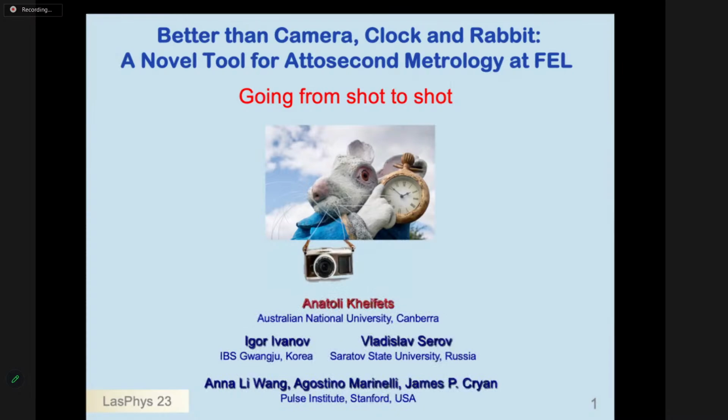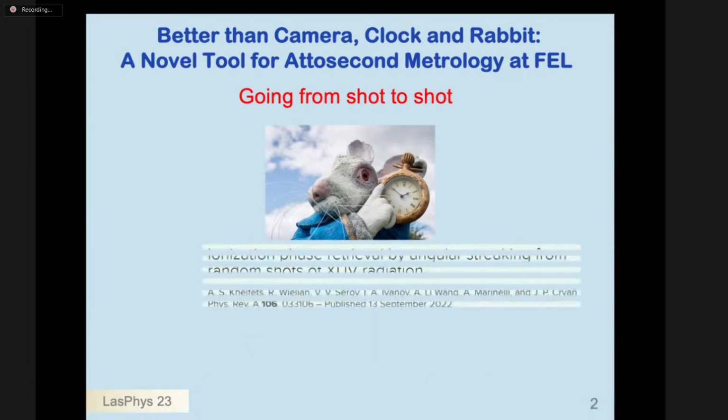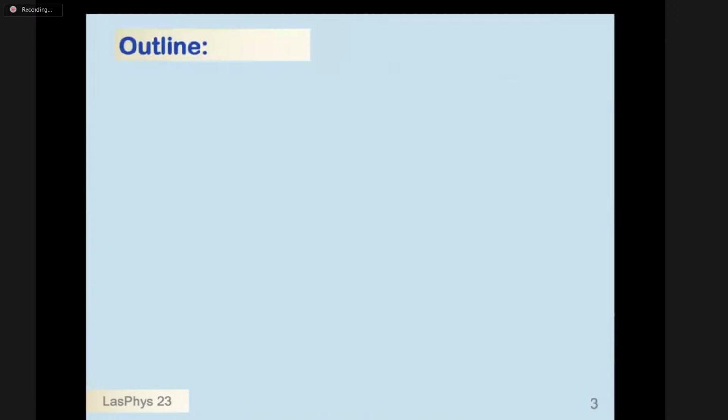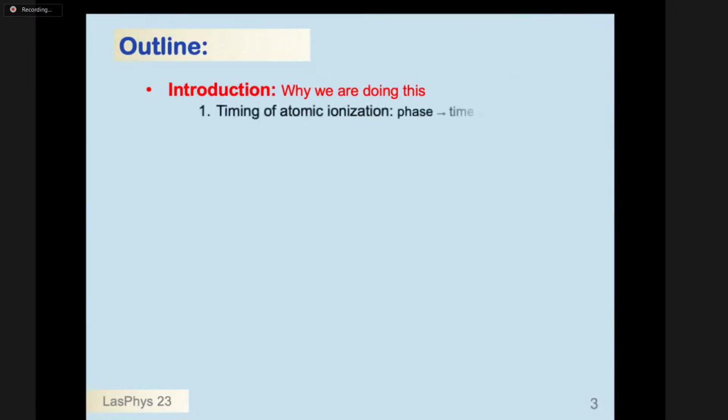These are the list of my collaborators for this project, and as you will see, they cover pretty much all 4 continents. And this work is based on 4 recent publications. Here is the outline of my talk, and as usual, the first question one has to ask is why we are doing this, and the answer is we want to characterize the timing of atomic ionization by means of the phase-to-time conversion.